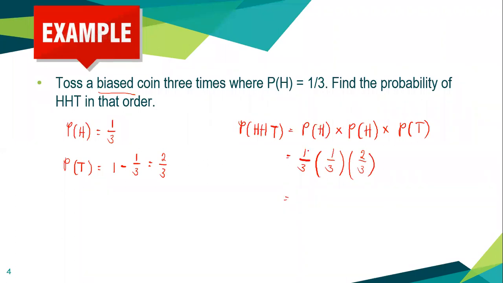And that will give us 1/3 times 1/3 times 2/3 is 2/27. And that is your answer for this example. Okay? Medyo nasusundan na ba kung paano yung ginagawa natin sa multiplication rule? If hindi pa, don't worry. I have prepared another example. Ito pa, meron pa dito.